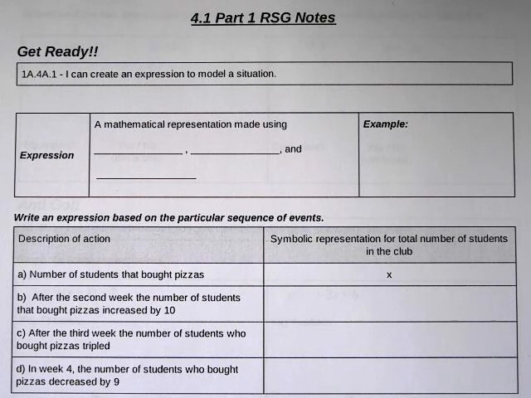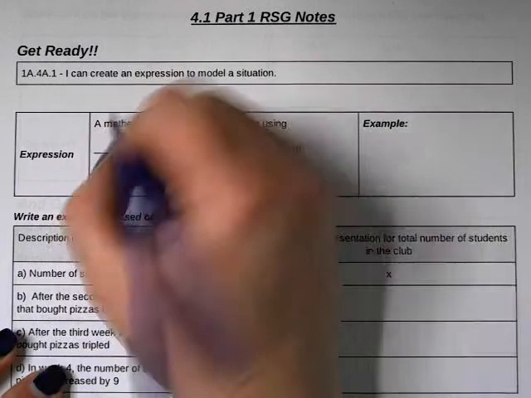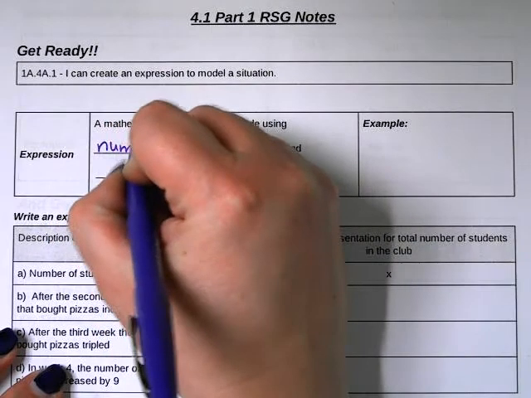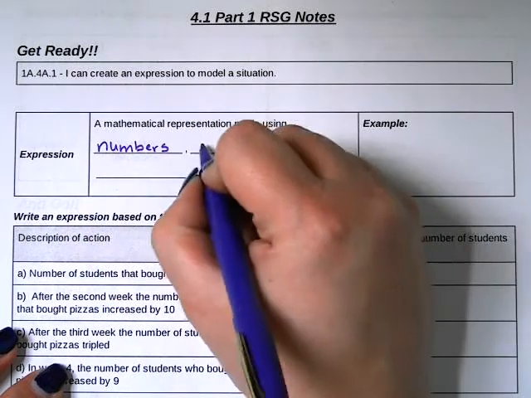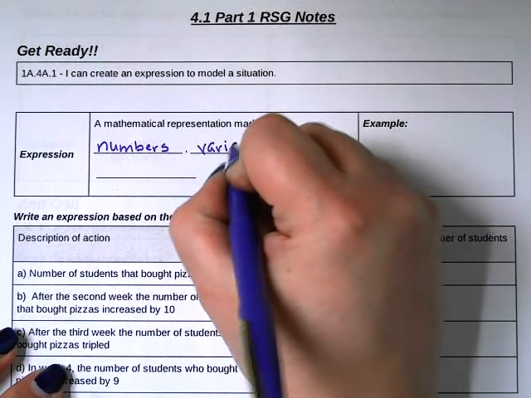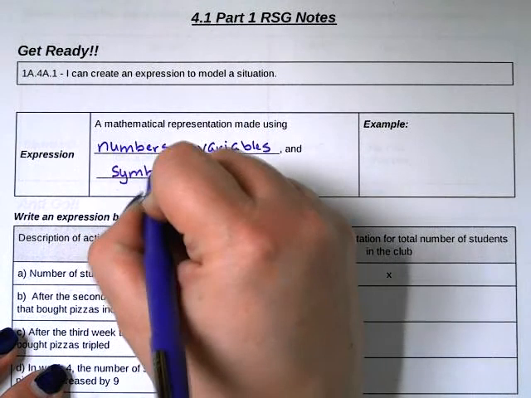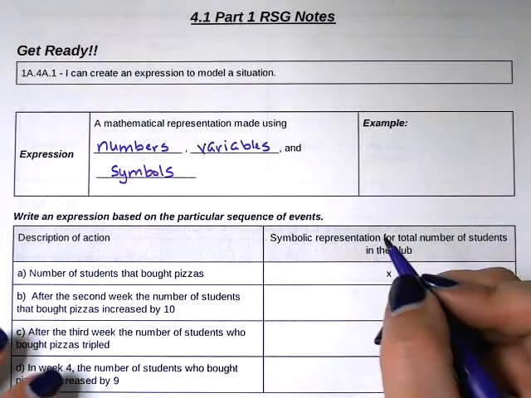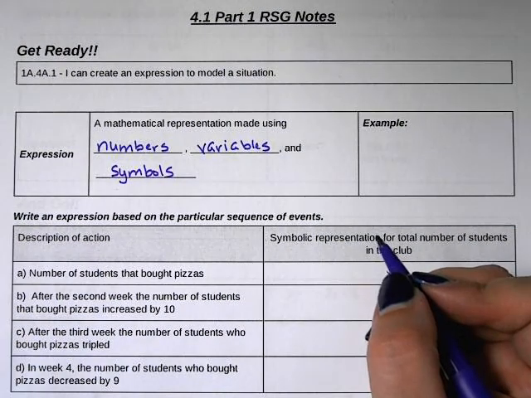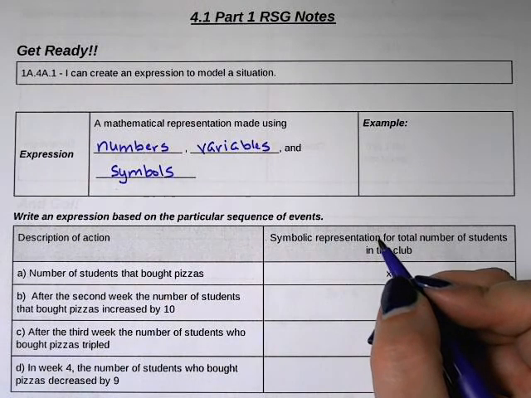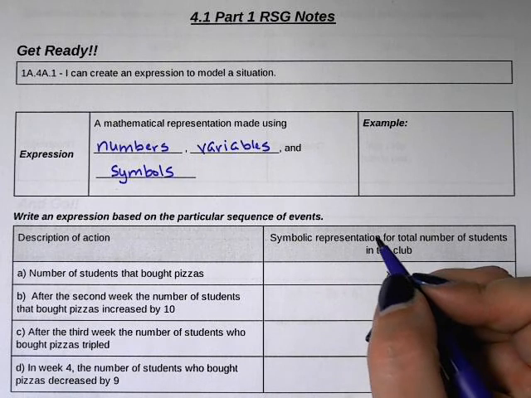So first thing we are going to talk about in this is we're going to define what an expression is. A mathematical representation made using numbers, variables, and symbols. So that's what an expression is. We've talked a lot about equations, and we touched briefly in class about the difference between an expression and an equation. An expression is really just part of an equation. The equation is what actually has the equal sign.